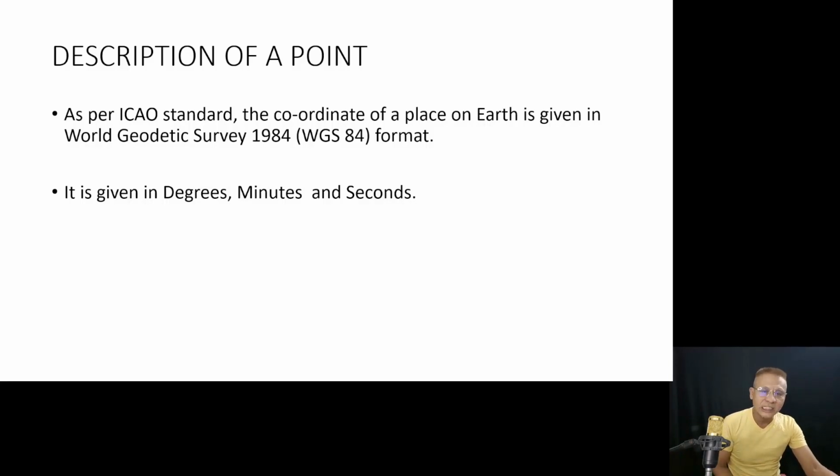But as far as the standardization is concerned, as far as the ICAO standard (some of the people pronounce it as ECAO) is concerned, the coordinate of a place on the earth is given in the World Geodetic Survey 1984 format, which in short is also known as the WGS84 format. It is given in degrees, minutes and seconds, both latitude as well as the longitude.